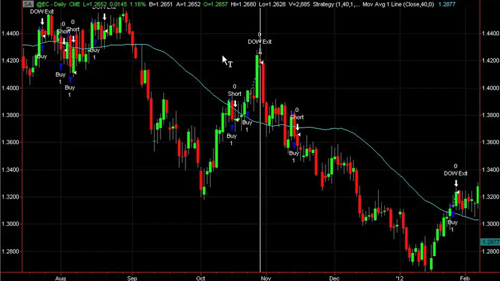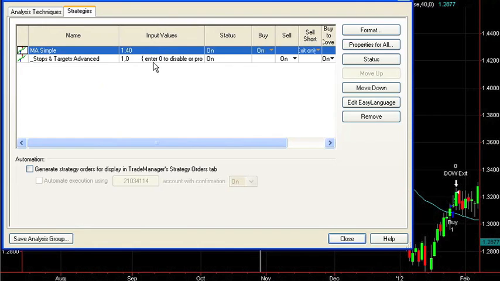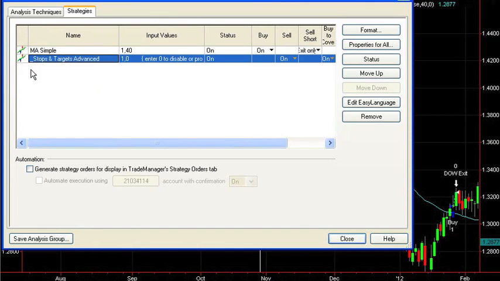All right, that concludes this brief tutorial. I hope you find this strategy helpful. Again, it's the Stops and Targets Advanced, where I expand upon the built-in TradeStation strategy. This makes it a little more dynamic. I hope you find this useful. It should help you out in saving you some time and exploring various stops in an efficient manner.